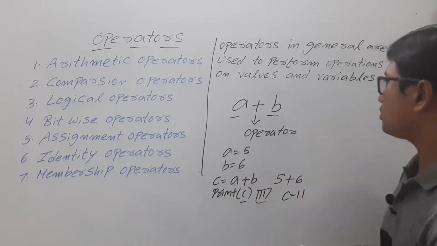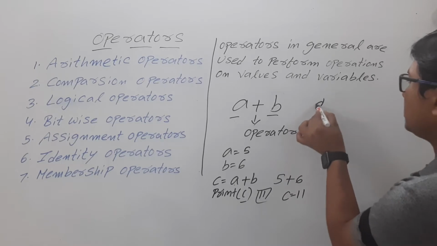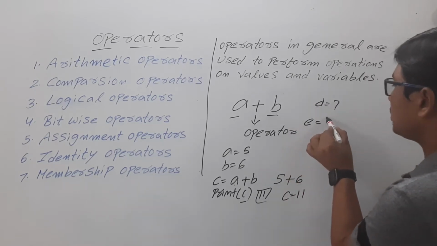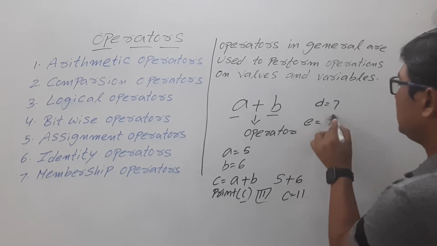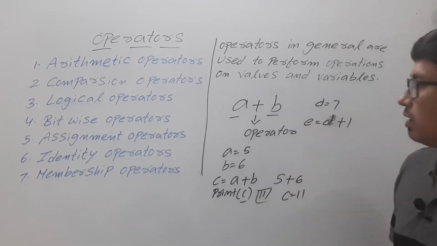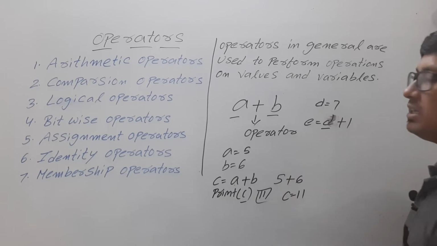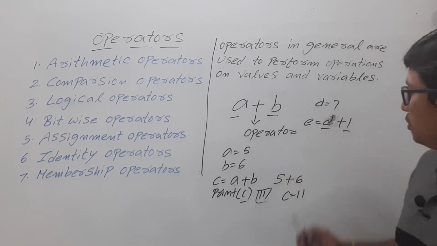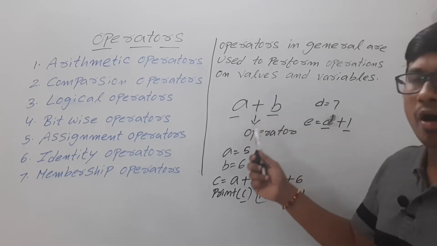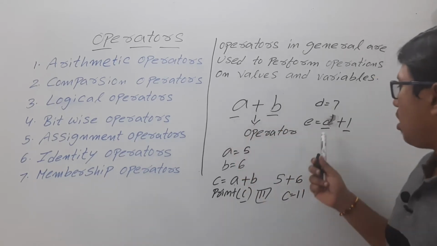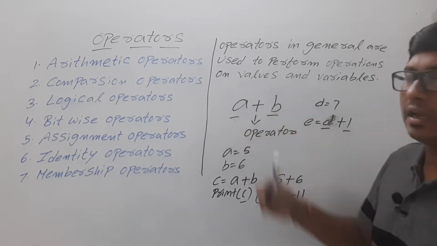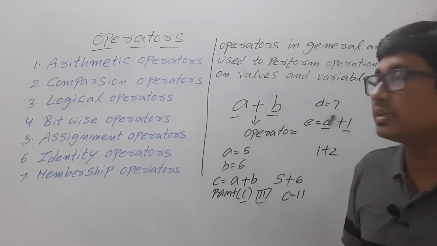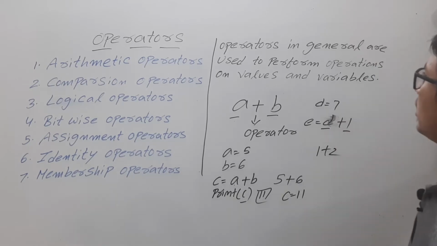And one more thing we can do. Suppose d is equal to 7. You can write an expression called e is equal to d plus 1. Now here d is a variable and 1 is a value. So we can perform the operation between two variables or between values also. Is it clear? You can write 1 plus 2 also. So this is about an operator.